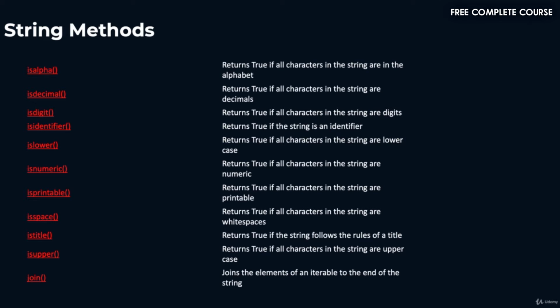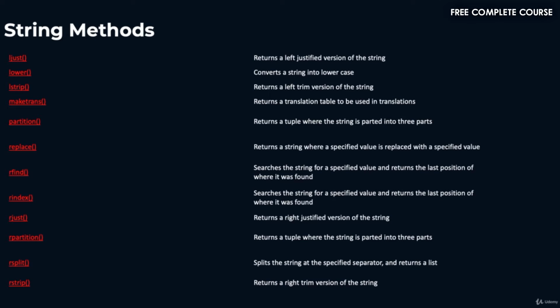Isprintable returns true if all characters in the string are printable. Isspace returns true if all characters in the string are whitespaces. Istitle returns true if the string follows the rules of a title. Isupper returns true if all characters in the string are uppercase. And join joins the elements of an iterable to the end of the string. Okay. Then we have ljust, which returns a left justified version of the string.